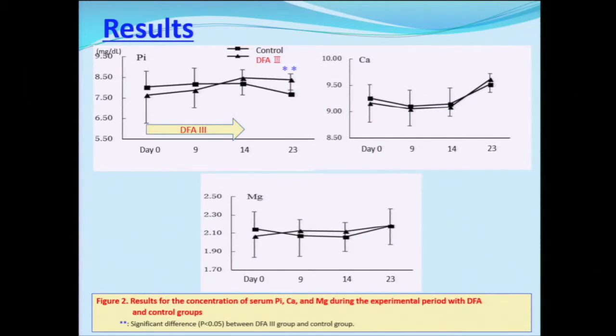This slide shows the results for the concentration of serum PI, calcium, and magnesium during the experiment period with DFA III and control group. No significant difference could be observed for most of the time points, but a trend to slightly higher levels could be noted, with a significant difference for PI at day 23.